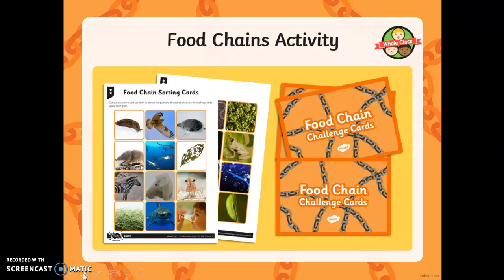So what you're going to do this afternoon for your task is you have got some food chain sorting cards, and I want you to create a food chain. Okay, have a go at maybe just cutting them out and having a go at ordering them and making a food chain. So think about what's your producer, what's your primary consumer, your secondary consumer, and your tertiary consumer. So create a food chain.